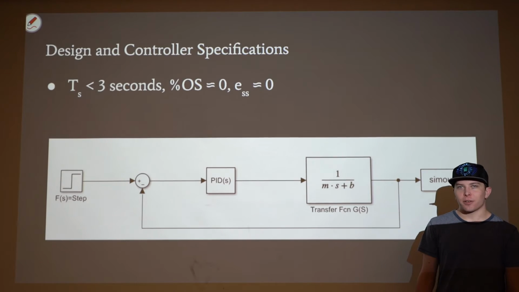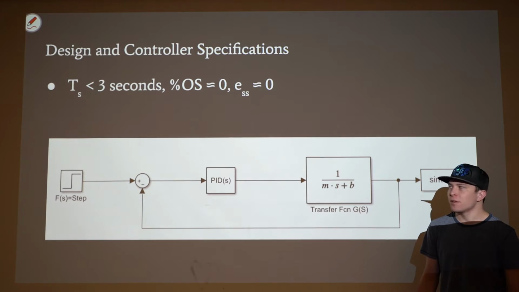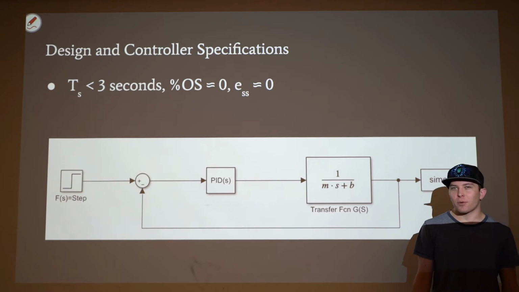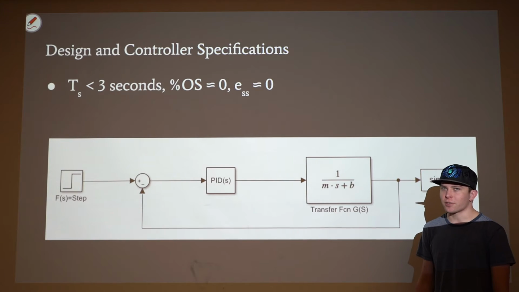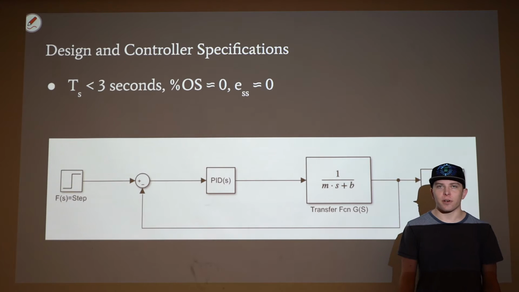So for our design and controller specifications, we want a relatively low settling time, a lot lower than what our initial design had. For this, we probably want a settling time of roughly 3 seconds or less. Along with that, we want a percent overshoot of 0%, given that we can't overshoot in a negative direction since we won't be able to have a negative velocity. And we also want to make sure our steady state error is roughly 0.